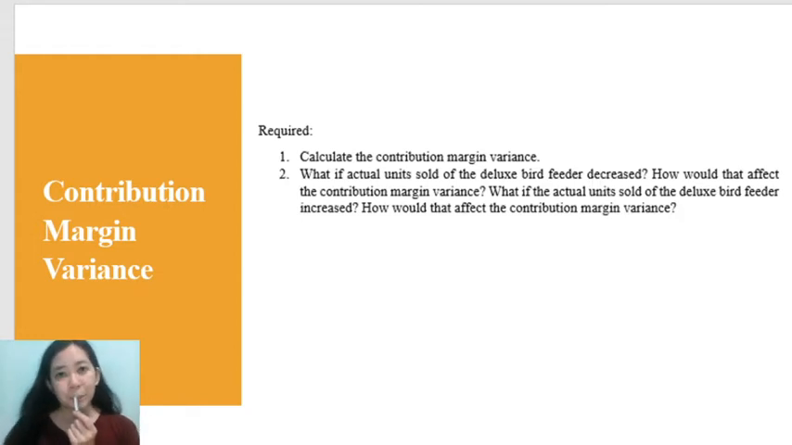So based on the data provided, you are required to calculate the contribution margin variance. And number two, what if actual units sold of the deluxe bird feather decreased? So what is the effect of that on our contribution margin variance? What if the actual units sold of the deluxe bird feather increased? So what is the effect of that also on the contribution margin variance?